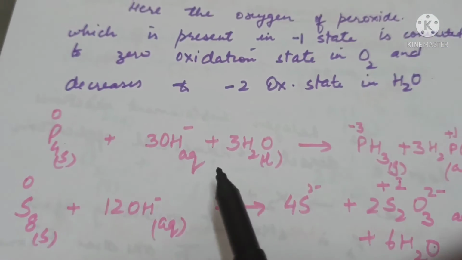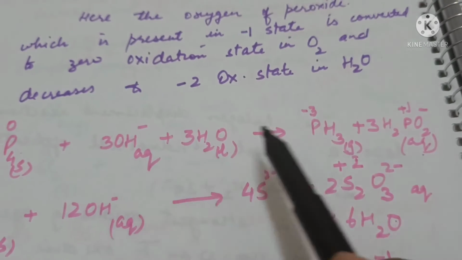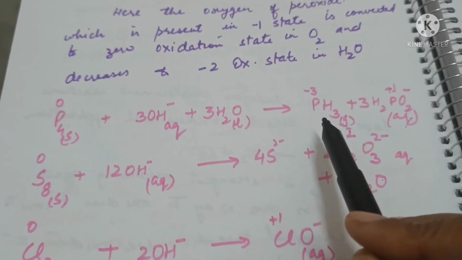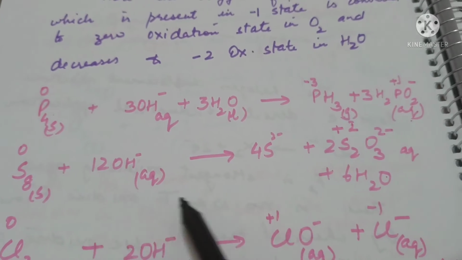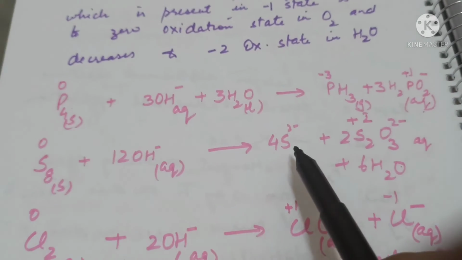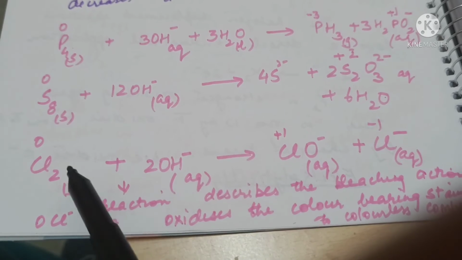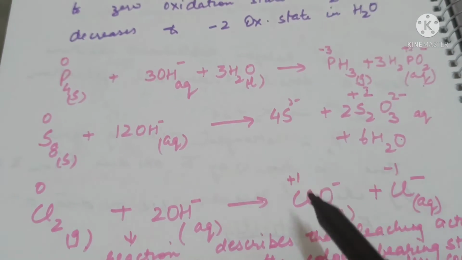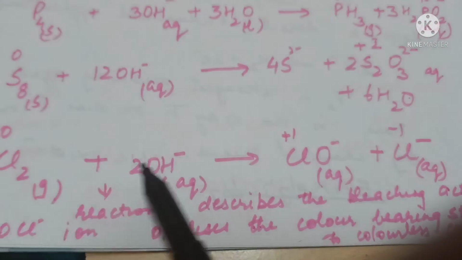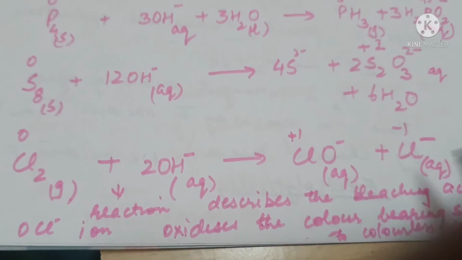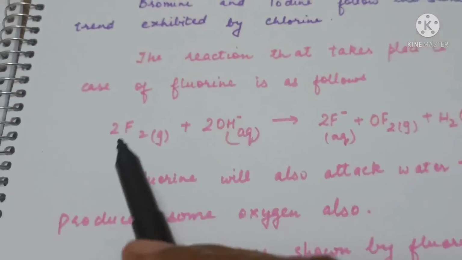Similarly, phosphorus in alkaline medium gets oxidized to hypophosphorus acid and reduced to phosphine, from 0 to +1 and from 0 to -3. Sulfur gets oxidized to thiosulfate ions and reduced to sulfite ions. Chlorine gets oxidized to hypochlorite ion and reduced to chloride ion. So all these are examples of disproportionation reaction. Bromine and iodine also can carry out these kinds of reactions. But in case of fluorine, we do not get a disproportionation reaction.